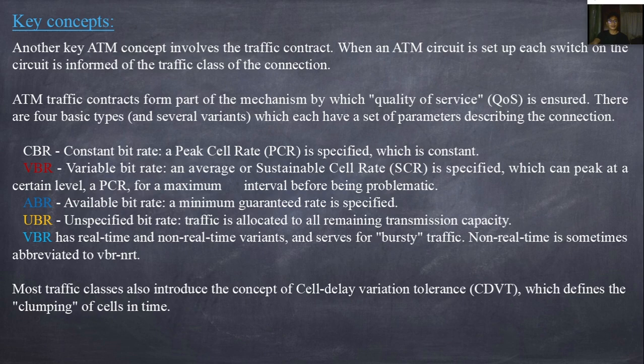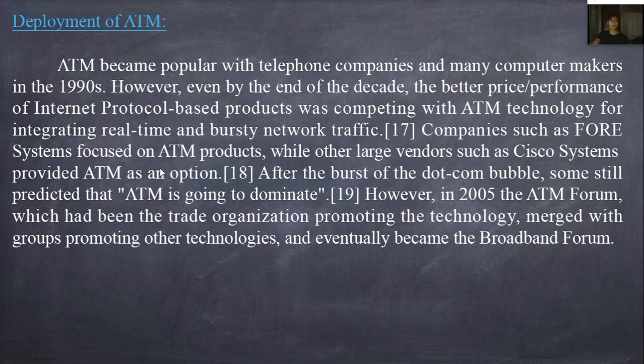VBR has real-time and non-real-time variants, and serves bursty traffic. Non-real-time is sometimes abbreviated to VBR-NRT. Most traffic classes also introduce the concept of cell delay variation tolerance, or CDVT, which defines the clumping of cells in time.